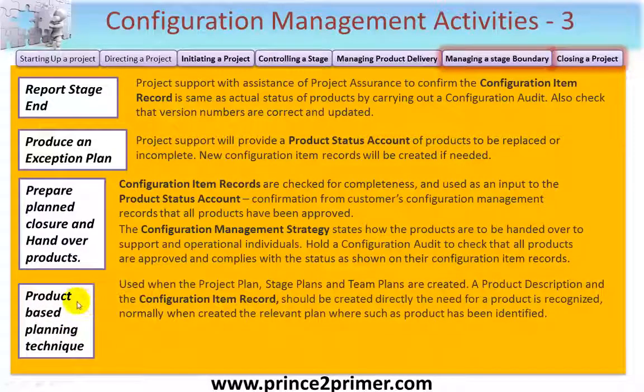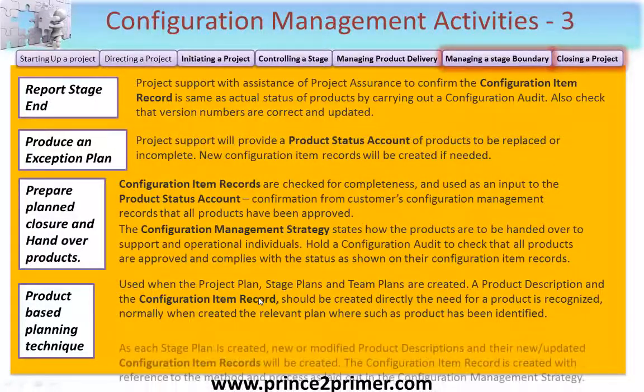And let's now talk about the product-based planning technique within PRINCE2. It's used when you create the project plans, stage plans and team plans. A product description and a configuration item record for each product within those are created directly the need for the product is recognised, normally when agreeing the relevant plan where such a product has been identified. Remember, the configuration item record will follow that product right the way through its full project and operational life.